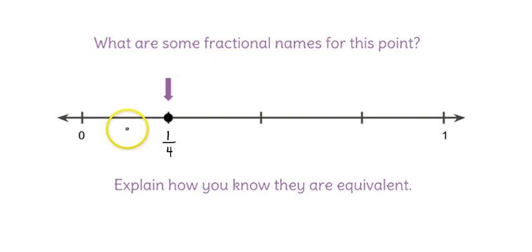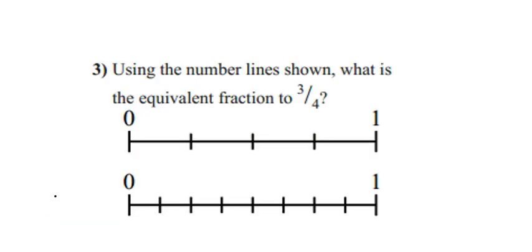In order to do that, I'm going to continue to divide the section from 0 to 1 into other equal portions. As I divide it, you can see that now each section is 1/8. So if I have 2 of these pieces, I now have 2/8. So 2/8 and 1/4 are considered equivalent fractions. Let's look at another example.